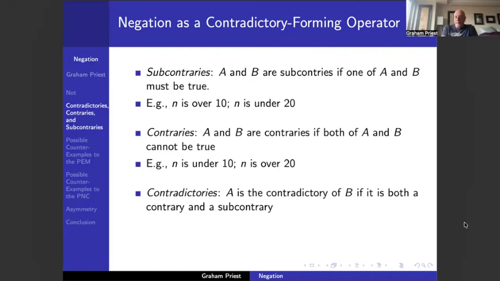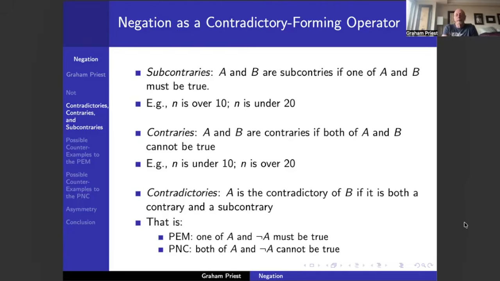contradictories now. A and B are contradictories if they're both contraries and subcontraries. And there's usually an assumption that contradictories are unique up to logical equivalence, unlike subcontraries and contraries. So what we have here really endorses two very famous principles about negation. One is the principle of excluded middle, namely that at least one of A and not A must be true. And the other is the principle of non-contradiction, namely that A and not A cannot both be true.